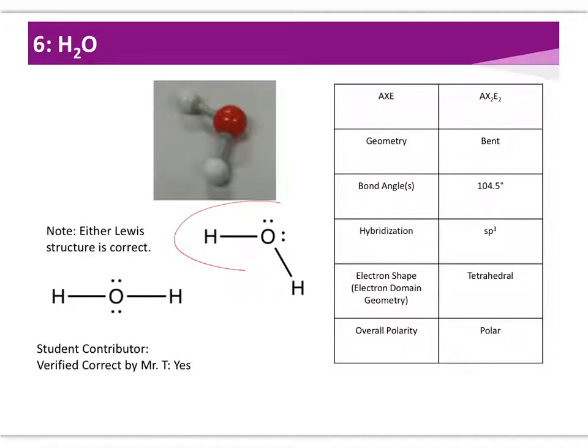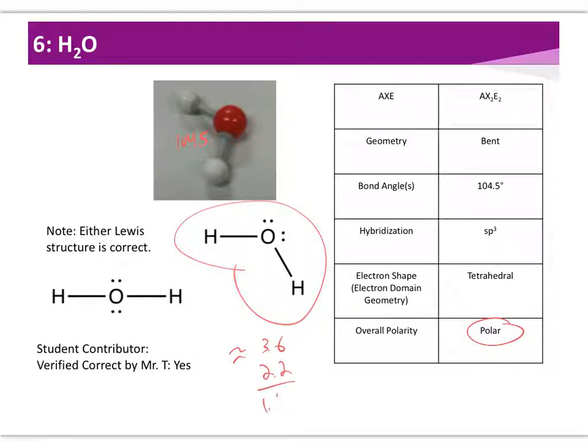Water. I tend to prefer this Lewis structure because it shows water as a bent molecule, which is correct. This Lewis structure just shows the bonding, that there are 2 hydrogens bonded to the central oxygen. The bond angle is 104.5 though. 104.5 is the angle, and that makes water polar because oxygen is about 3.6 on the electronegativity scale.